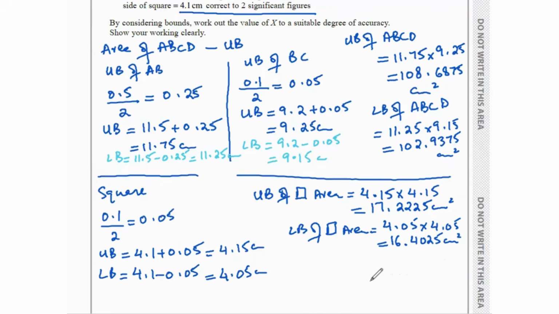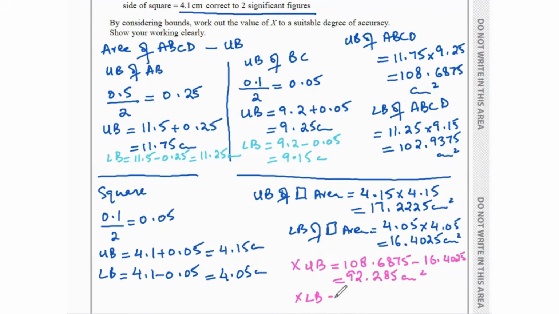Now comes the time to find the upper bound and lower bound of x. X upper bound, we subtract upper bound of ABCD, 108.6875, and lower bound of square, 16.4025. That gives us 92.285 centimeters square.